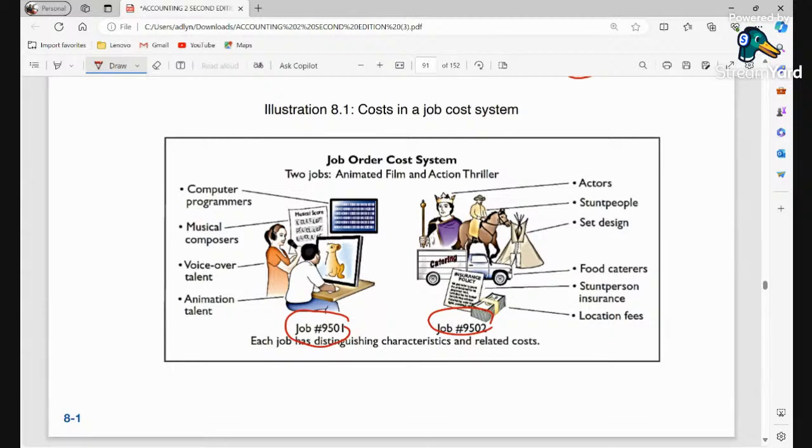That means one is a film, but an animation film. The second one is also a film, but it's an action trailer. So why is it different? You look at 9501. The job order costing for 9501 is different because it's an animation, right? We are using computer programmers, and then we have musical composers, then voice over, the process of adding voices to the animation that has been made, and then of course we must have animators, the animation talent.